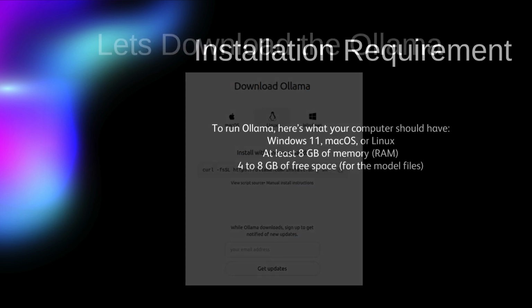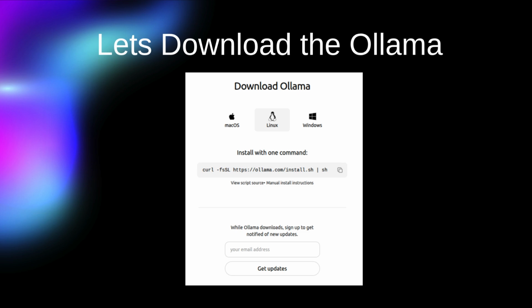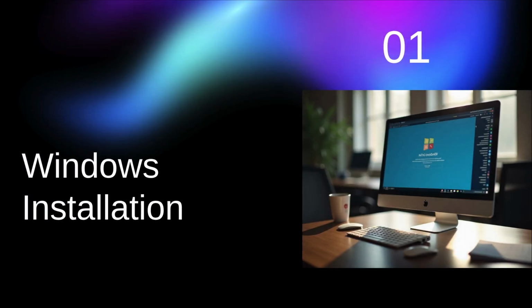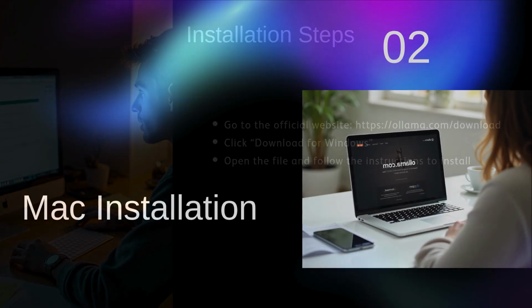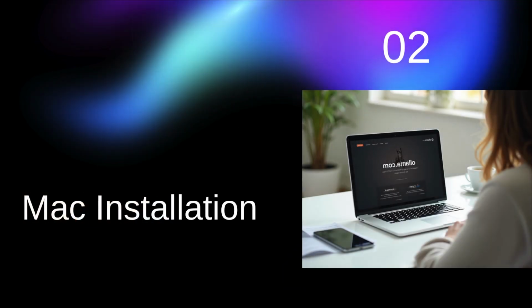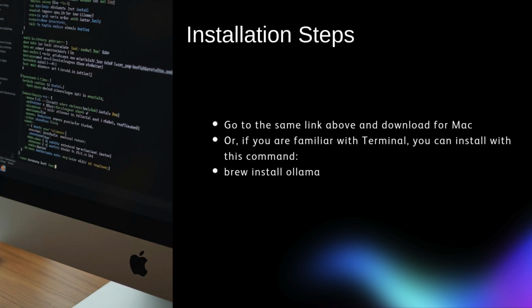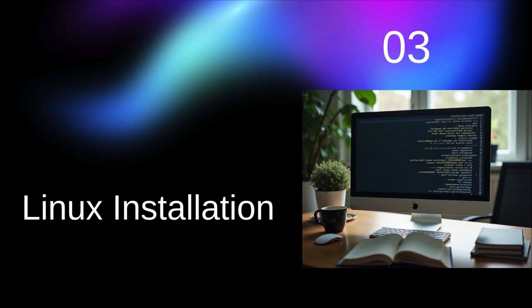How to install Ollama. For Windows, go to the official website, https://ollama.com/download. Click Download for Windows. Open the file and follow the instructions to install. For Mac OS, go to the same link above and download for Mac. Or, if you are familiar with Terminal, you can install with this command.